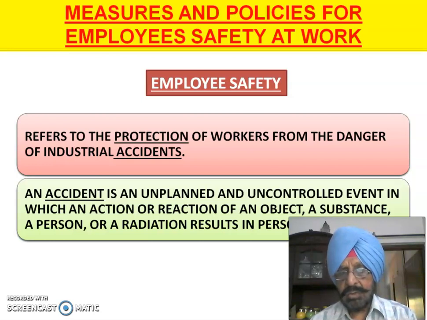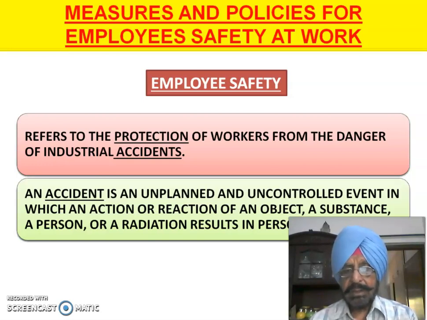and uncontrolled. How much damage it is going to cause, nobody knows. Supposing there is a fire or something, then an action or a reaction of an object, it could be because of some object falling, a substance maybe, or a person doing something wrong, or radiation, as we have seen with some gas leaks, etc. and all that in various places.